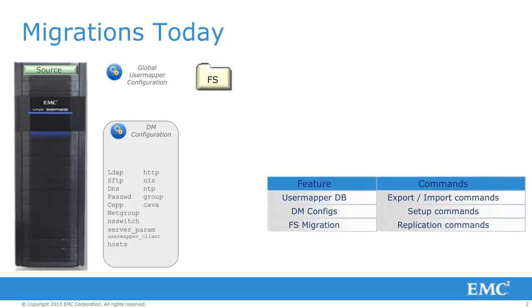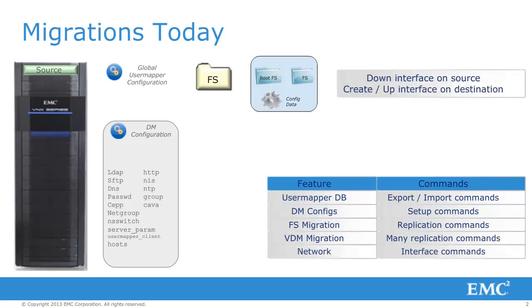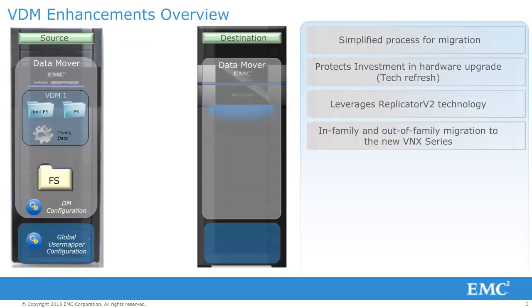The file systems themselves. Any VDMs with file systems mounted to them need to be migrated. You would have to move your interfaces from your source to destination, as well as any settings on those interfaces. Now, to get your destination system to look exactly like your source system, this could take tens or hundreds of CLI commands. To simplify the migration process, we've enhanced the VDM functionality.